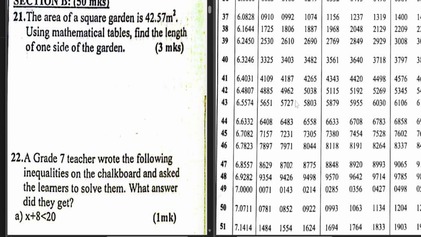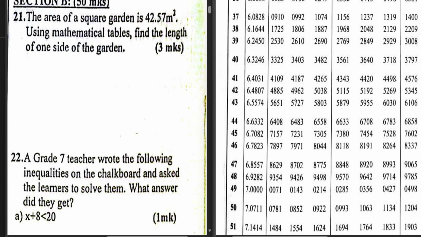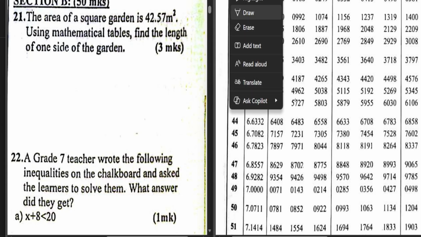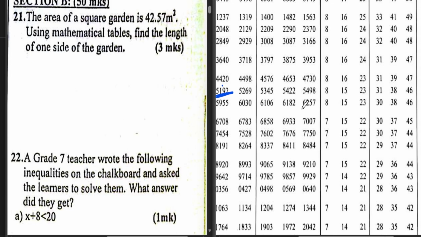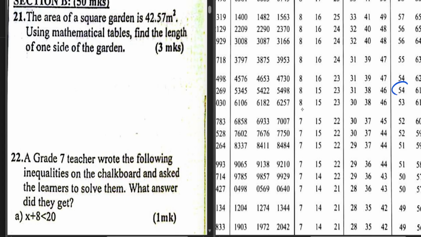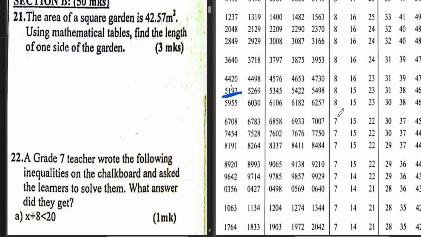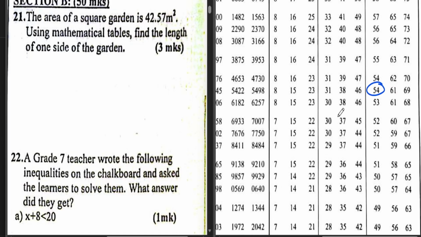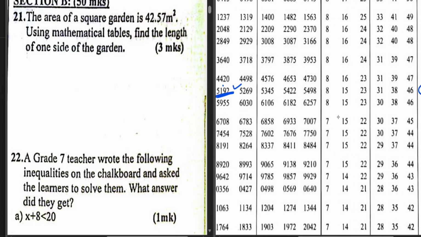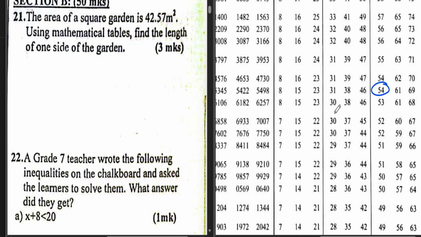42.57. This is 42. Let me highlight it. This is 42. This is 1, 2, 3, 4, 5. This is 42.5. Then we have 7, 54. So we're supposed to take 6.5192 add to 54. 6.5192 add to 54.